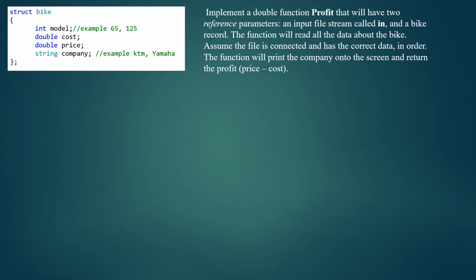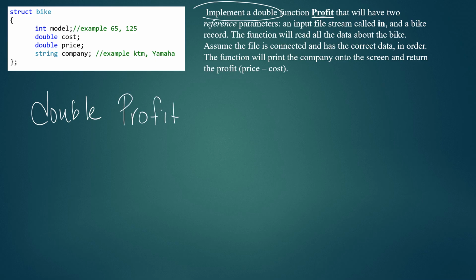Next question. So we have a structure. The name of our struct is called bike, and it has some member variables. It has an integer, two doubles, and a string. So this says to implement a double function. So the return type is double. The name of the function is profit.